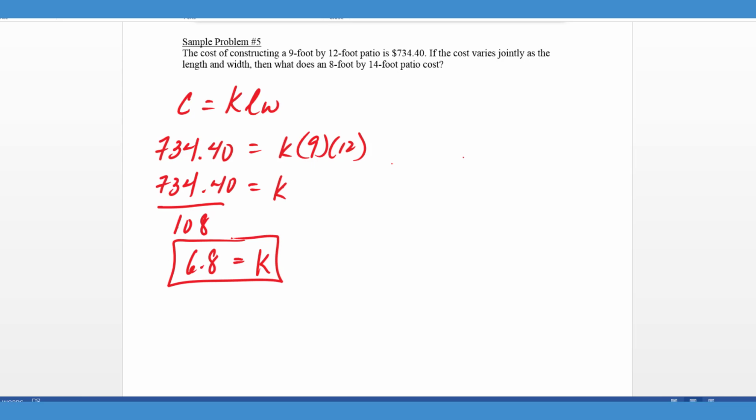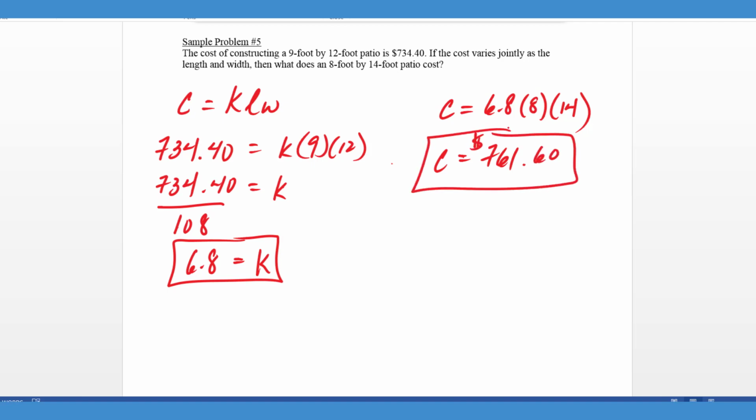The question basically asks, what does an 18 by 14 foot patio cost? And so we're looking for cost here. And now that we have a k value, we can use that to help us find the total cost of an 18 by 14 foot patio. So in this case, we have $761.60, and so that gives us our final answer. So you can see here a multi-step problem where we're required to solve for k first so that we can use it to find the ultimate cost of a larger patio.